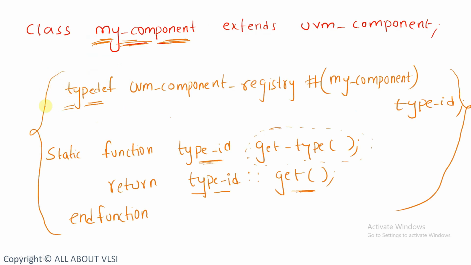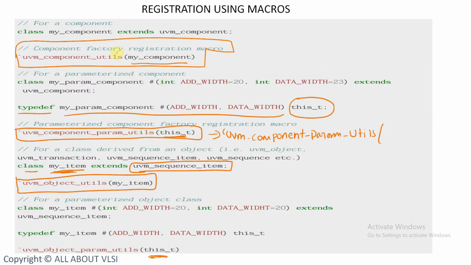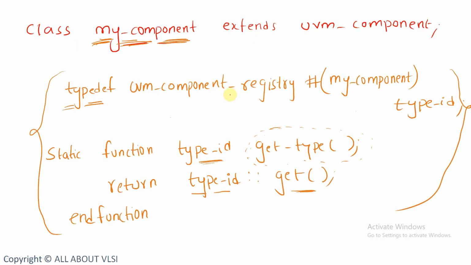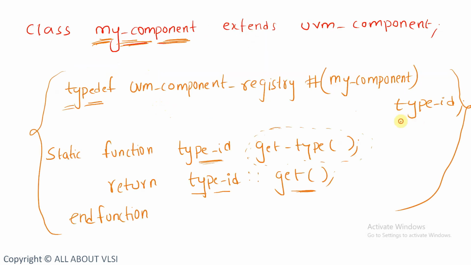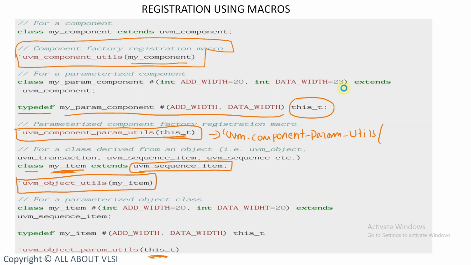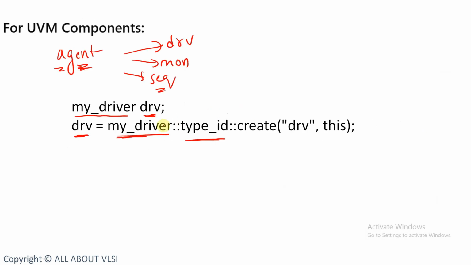So there also you are going to write this particular code, or else you can use the macros which we have discussed. If you are using either, if you carefully observe, there was a type_id created. Type_id is nothing but a data type. It's a wrapper around the component registry class, right? So you are going to use my_driver, this particular class, and access this type_id using the scope resolution operator.